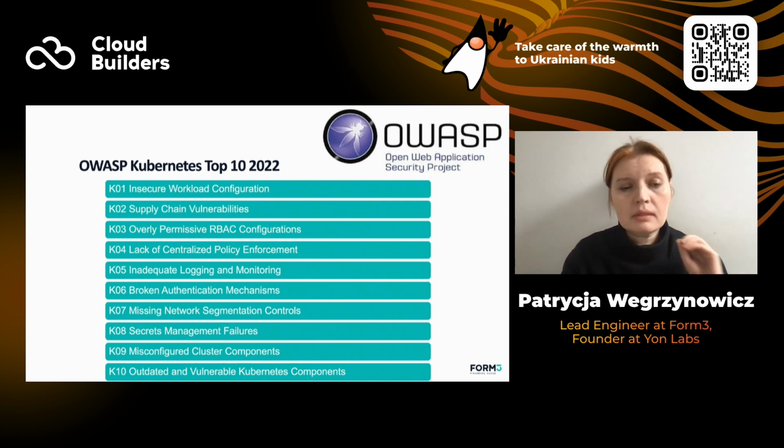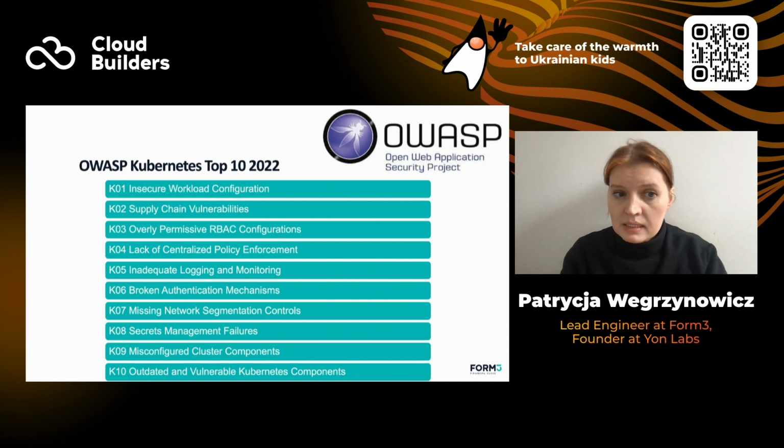Number one on the list is insecure workload configuration. So basically how we configure and run our pods. However you configure it, in the end, it's going to be some sort of a pod or a service. So here we need to be careful to not run pods as root, avoid any privileged pods, avoid any writable file systems, and that kind of stuff.